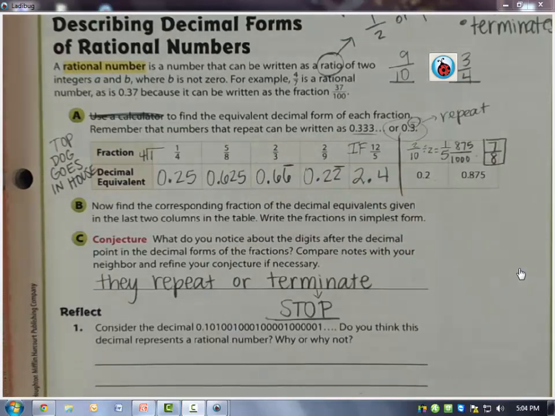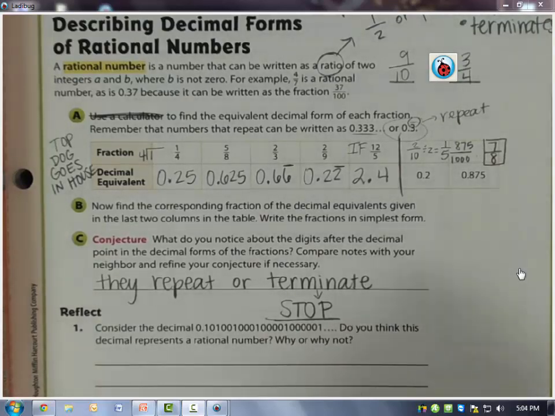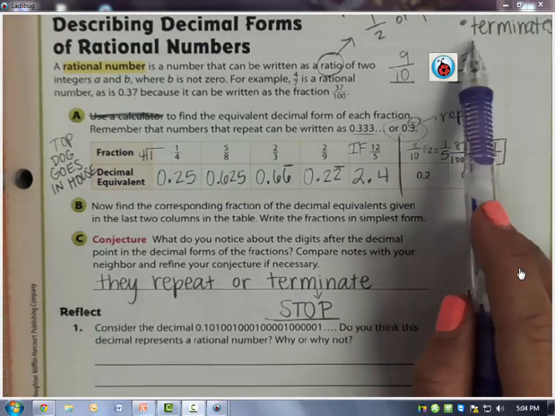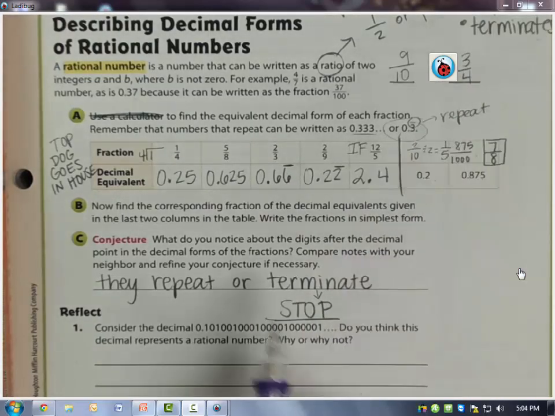Terminate, stop. Alright, let's look at this reflect question. Consider the decimal. Do you think this decimal represents a rational number? Why or why not? Now don't forget, a rational number means it's either repeating or it terminates. At the top of your paper or here: it repeats itself or it stops.